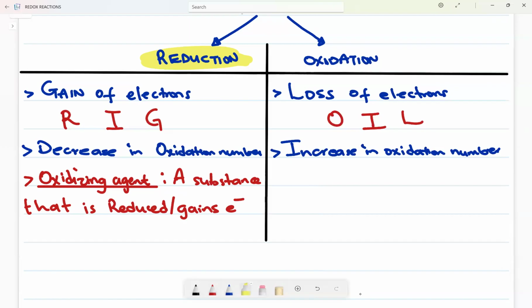If when you undergo reduction, if you are reduced, it means you caused the other one to be oxidized. So you are an oxidizing agent. You cause the other one to undergo oxidation, whereas you undergo reduction. And remember, when you undergo reduction, it means you gain electrons. So hence I'm saying an oxidizing agent is a substance that is reduced, or a substance that gains electrons. So the one that undergoes oxidation is going to be the reducing agent. Not reduction agent, reducing agent.